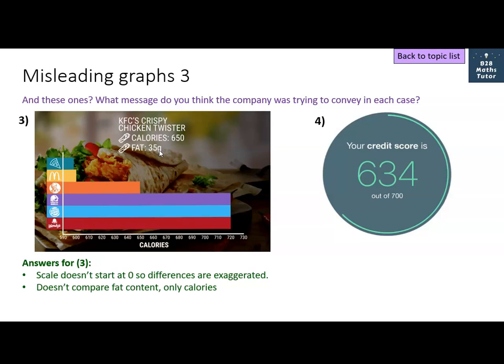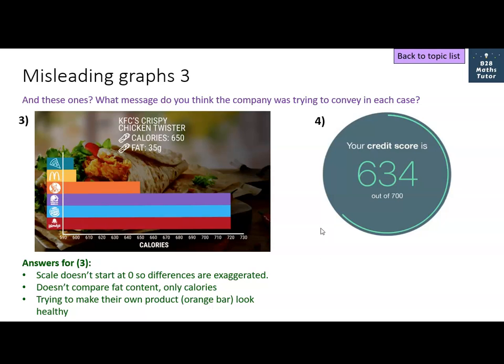It doesn't compare fat content, although it shouts about calories and fat. It doesn't actually do anything to compare the fat content with the others. And they must be trying to make their own product look healthy, but it's the orange bar, so it's not even the lowest one, it's somewhere in the middle. The McDonald's and the whatever the green one is are actually lower in calories, which again doesn't necessarily make them healthier, but that's the idea that this chart seems to be trying to promote.